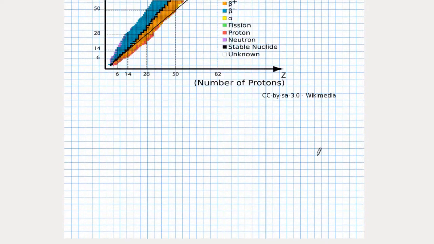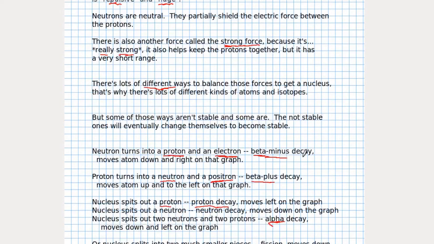So those are the different kinds of radiation, and those are happening because the parts of the nucleus are either changing themselves or spitting themselves out of the nucleus in order to get into a configuration that is more stable than it was. That happens because there's lots of different ways to arrange all those particles to get a nucleus, but not all of them are perfectly stable.